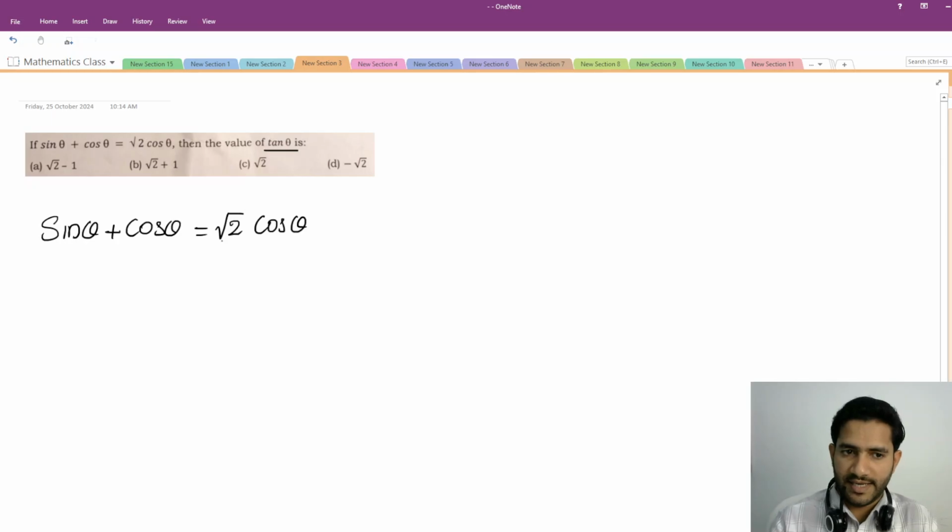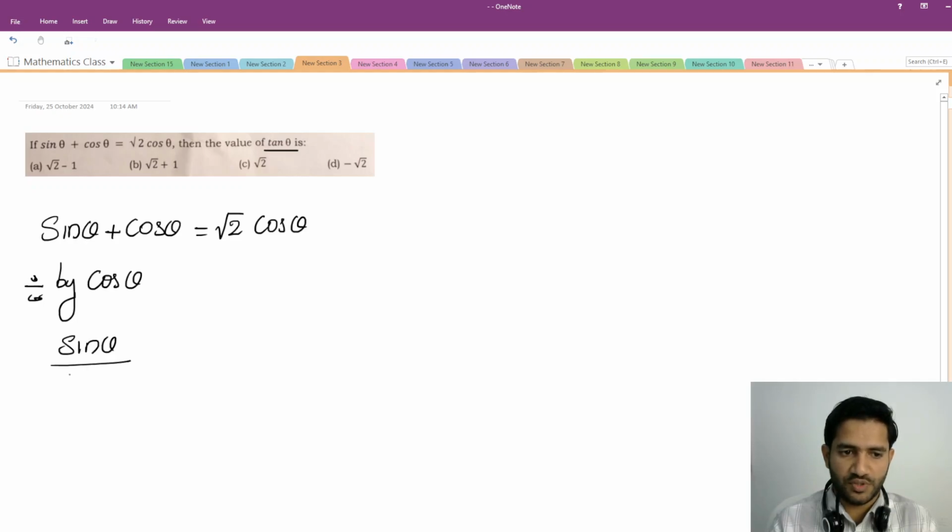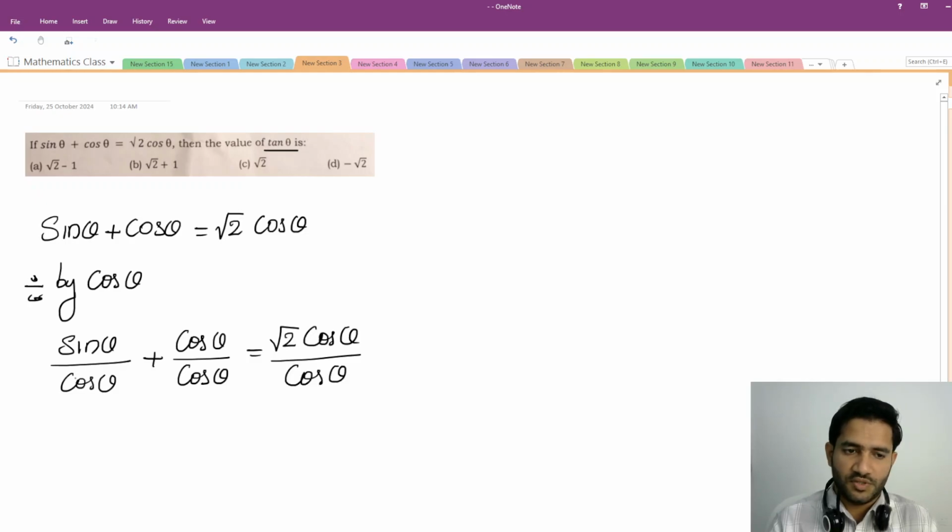We want to introduce tan by using this equation. So I am just dividing by cos theta, because sine by cos is tan. Sine theta divided by cos theta plus cos theta divided by cos theta equals root 2 cos theta, again divided by cos theta. So clearly sine theta by cos theta is tan theta.